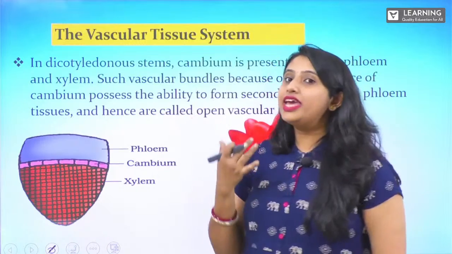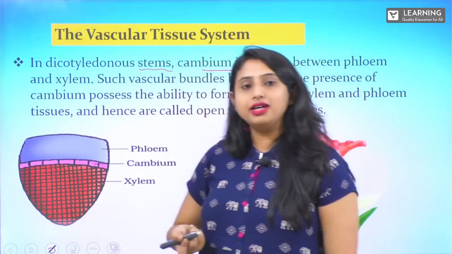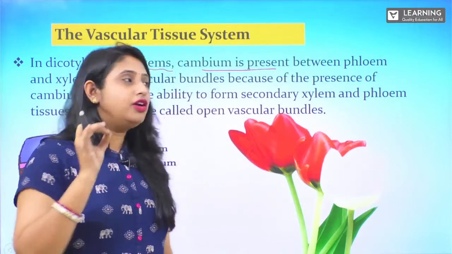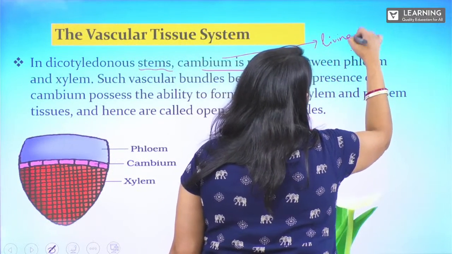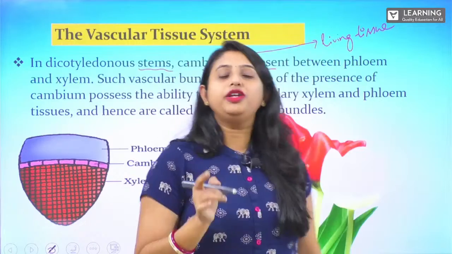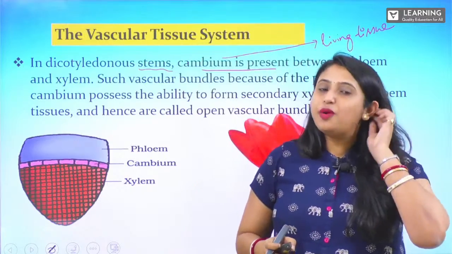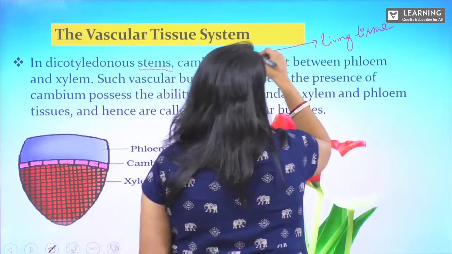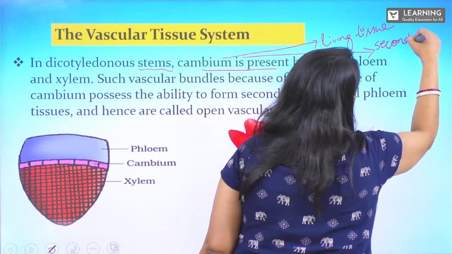First of all, see, in case of your dicot system or dicot stems, the cambium is present. Now in the last class, I said what cambium is, right? Cambiums are nothing but your living tissues. Where are they present? This cambium is present in between the xylem and the phloem. And this cambium is responsible for the secondary growth in the plants.